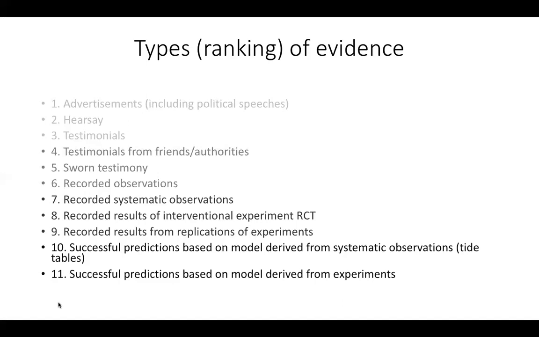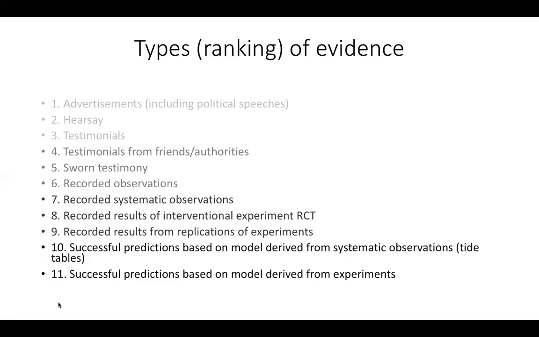So number 7 talks about recorded systematic observations. So doing an experiment in a systematic way and get some kind of data or observations. Okay, number 8 is recorded results of interventional experiment, randomized controlled trial. Number 9, recorded results from replications of the experiment. So we have randomized clinical trials showing that that drug is effective, and then you get 2 or 3 other replication of the same kind of data. Here we have a very strong kind of evidence.